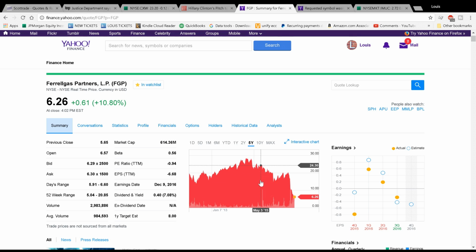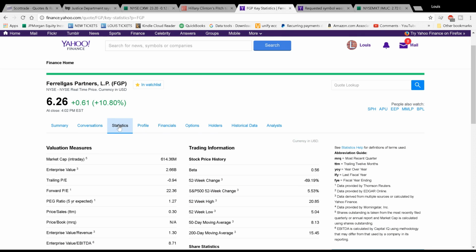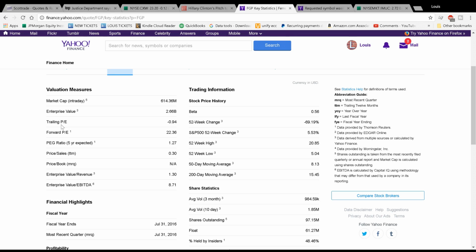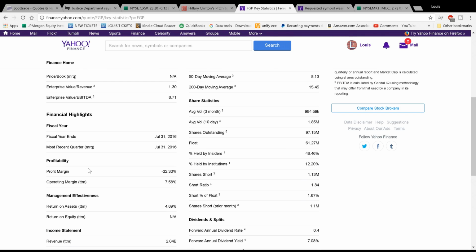And we're going to start going over what some of these statistics over here mean, like PE. What does PE mean? What is price to sales? What is price to book? What are these ratios? What is return on assets? What does this mean? How does return on assets percentage relate to management effectiveness or any of this stuff?